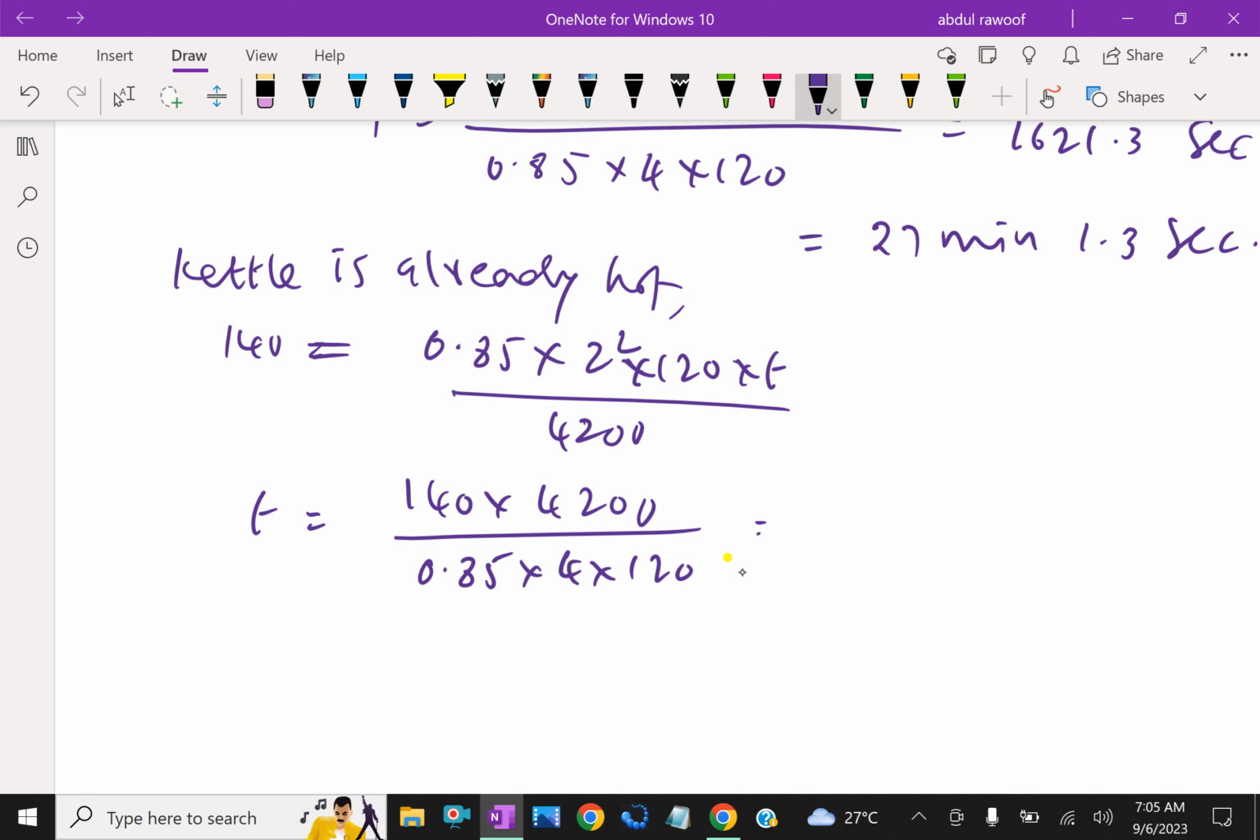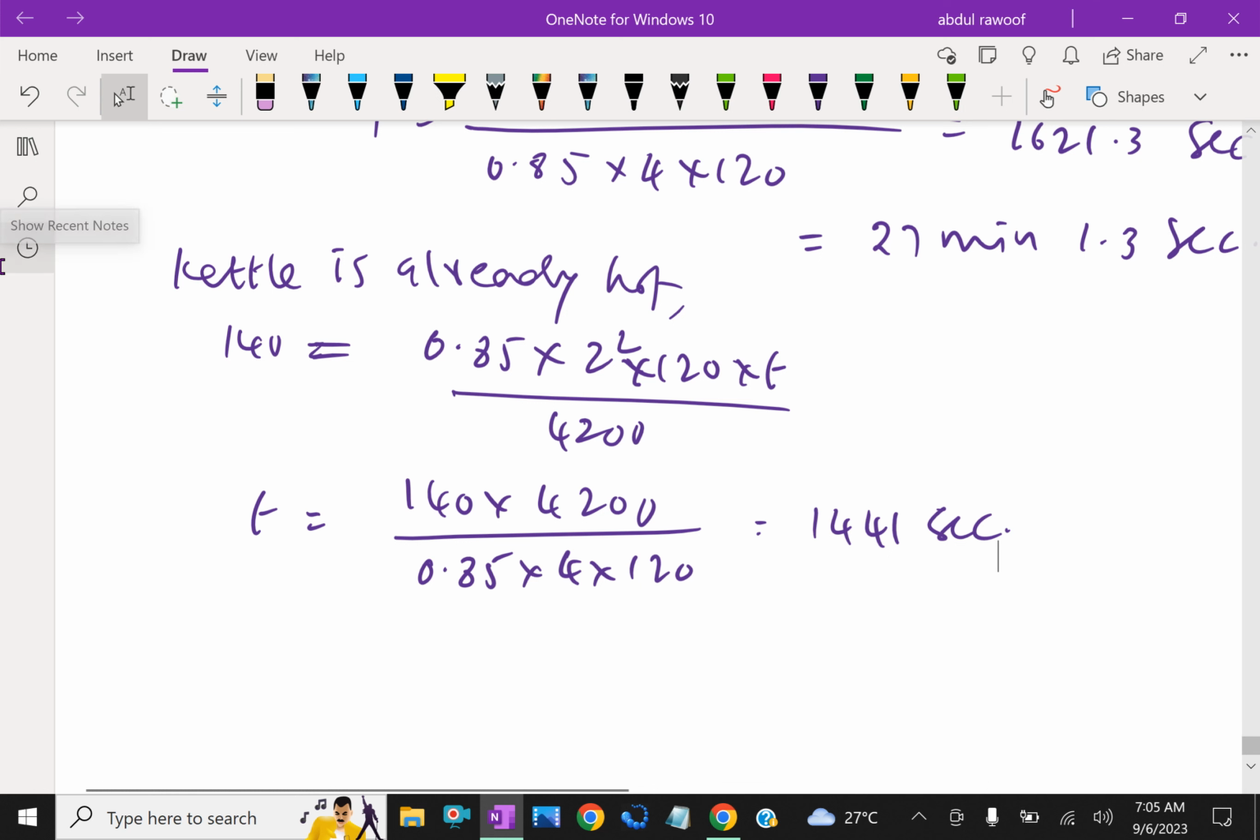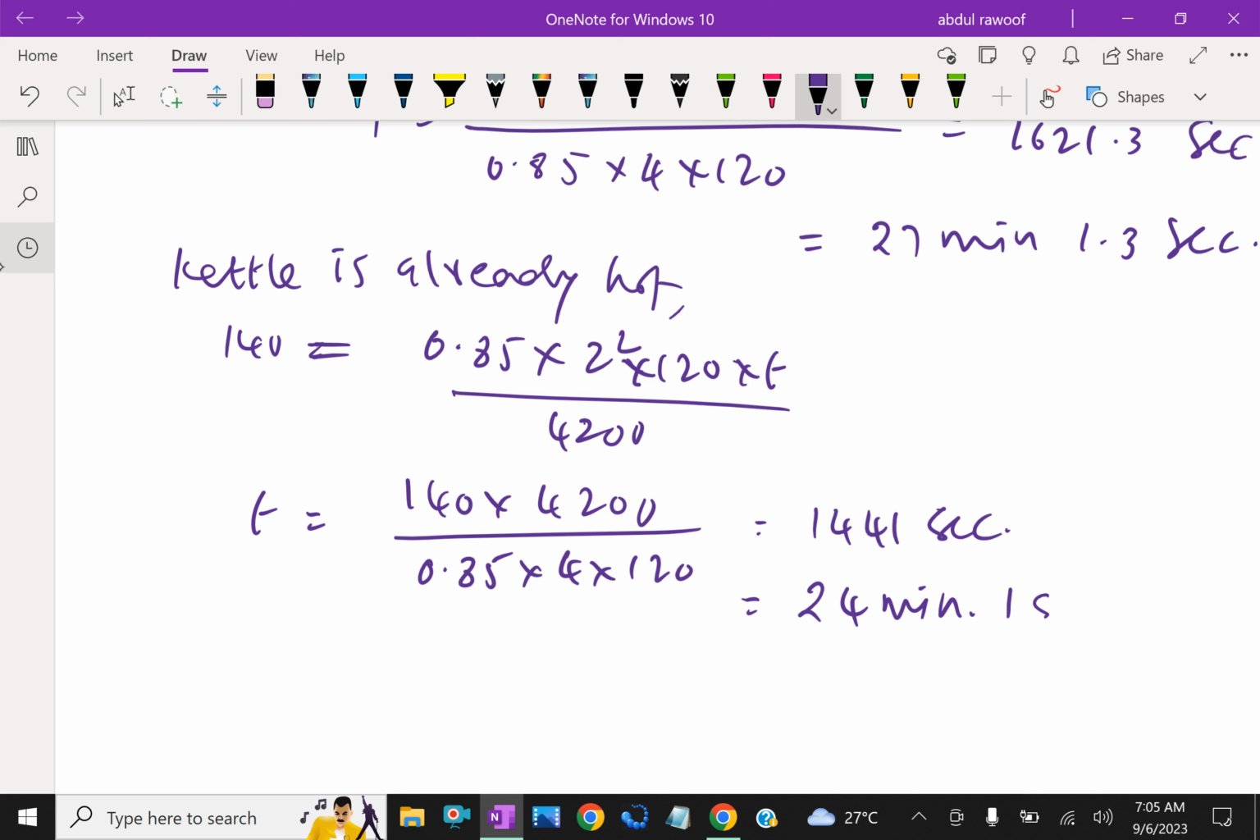We get 1441 seconds, which divided by 60 gives approximately 24 minutes and 1 second. This much time is taken.